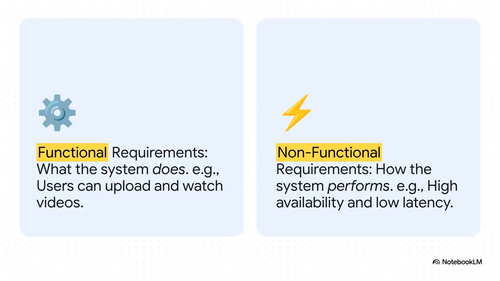And a big part of this first step is separating out two different kinds of requirements. On one hand, you've got your functional requirements. That's simply what the system does. You know, users can upload videos, users can watch videos. Pretty straightforward. But then you have the non-functional requirements. That's how the system performs. Things like high availability, reliability, low latency. For something like YouTube, sure, the functions are simple, but these non-functional requirements, that's where the real challenge is.